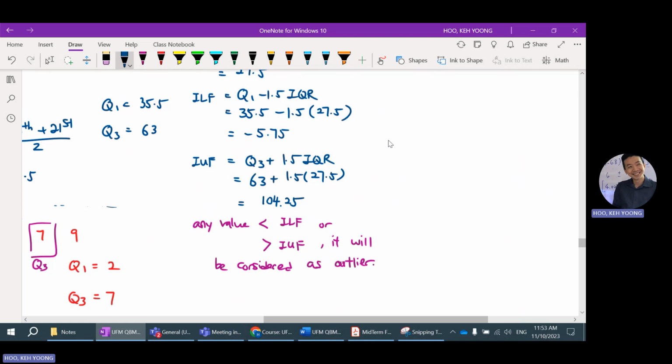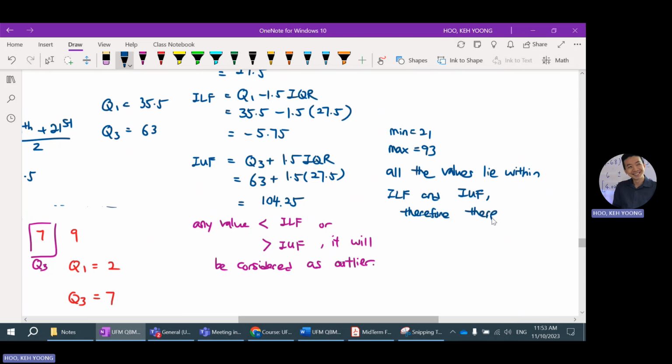So for this question, your minimum is 21 and your largest is 93. So all the values lie within the lower fence and upper fence. Therefore, there are no outliers for this data set. All your data are within the two fences, so there are no outliers.